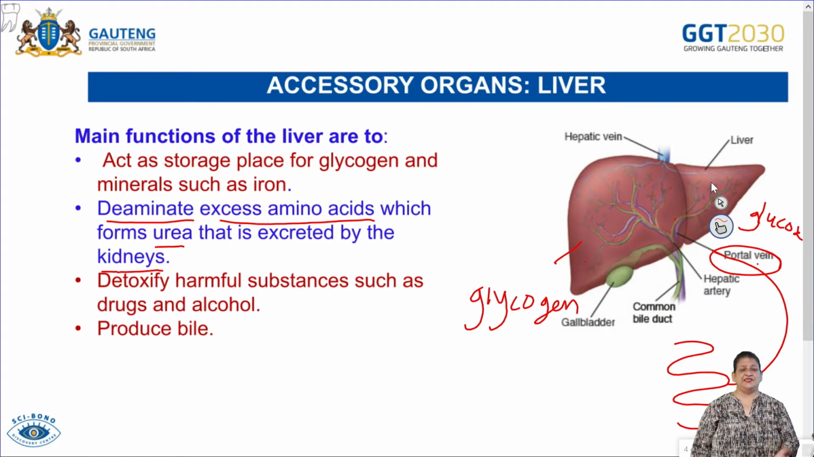Remember, we cannot replace the liver like a car part. You cannot say, I'm going to go to the shop and buy myself a new liver. Remember, those organs are there from the time you're born until you die. So if we don't look after our liver, you're giving your liver a very hard time to detoxify. The fourth function is that it produces bile, which is a green pigment.